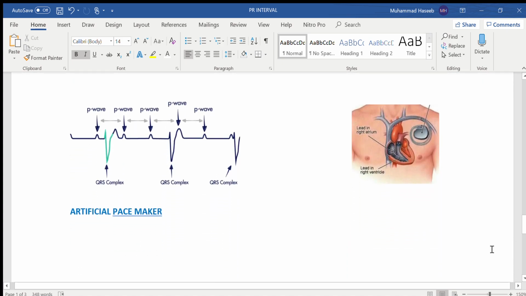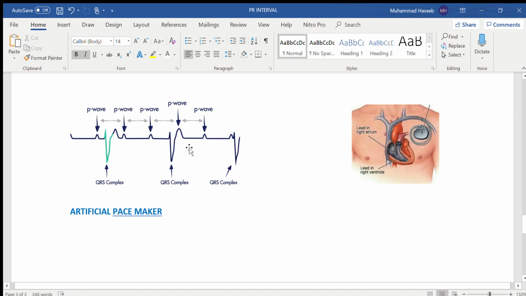And this is your ECG. Here is the artificial diagram. You will see that the P wave intervals remain the same. The P wave intervals are the same because the atrial pacemaker is working with proper timing, and the ventricles are also driven by their own pacemakers. So RR intervals are also the same.